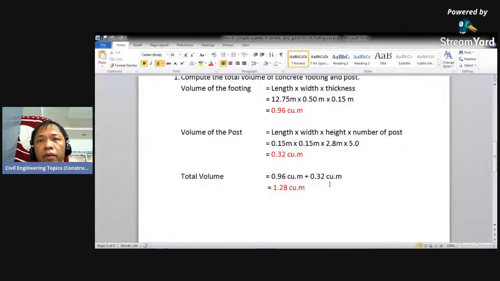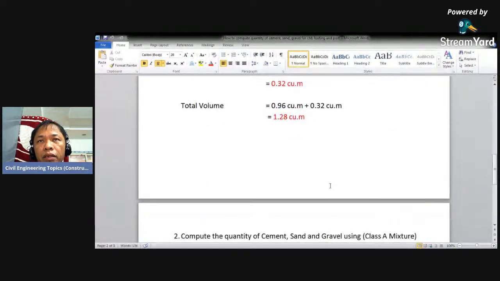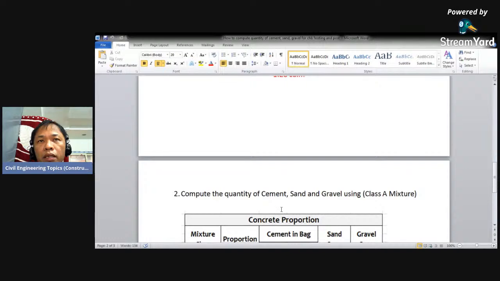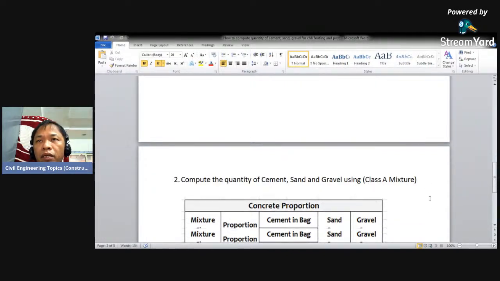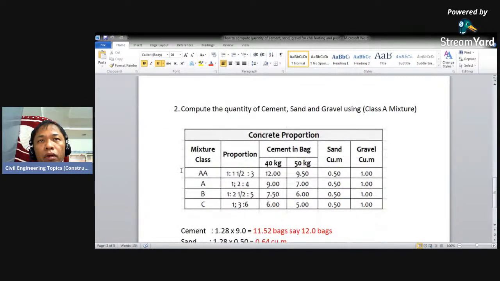So the next procedure is we need to compute the quantity of cement, sand, and gravel by using Class A mixture. So ito po yung table ng concrete proportion. Okay. So this is the mixture. There is Class AA, A, B, and C. Ito yung proportion ng mixture. If class AA, 1 is to 1.5 is to 3. Yung class A lang, 1 is to 2 is to 4.